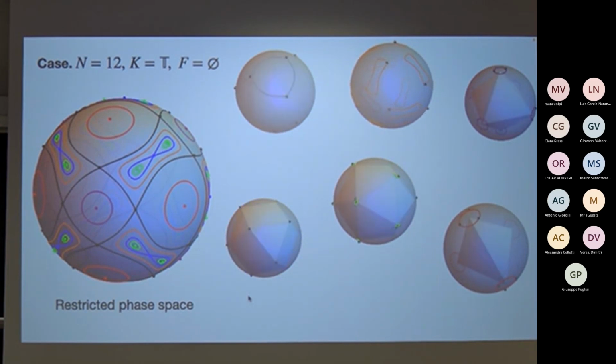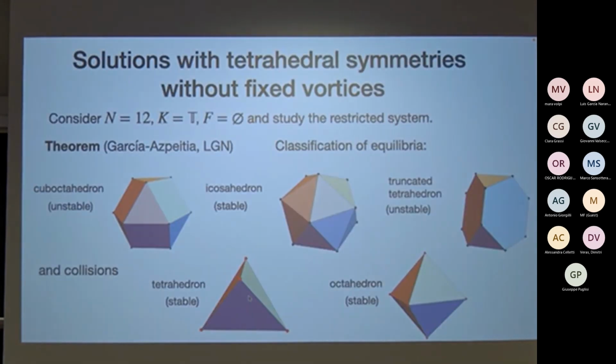And this time what you find over there is the icosahedron, here in these green solutions, and you have these normal modes of oscillation with tetrahedral symmetry around the icosahedron. And well, there are just many pictures that come up here. We can also classify what goes on here. Here you find this cuboctahedron, which happens to be an unstable solution. The icosahedron is a stable one. The truncated tetrahedron is unstable. And then you have some collisions.